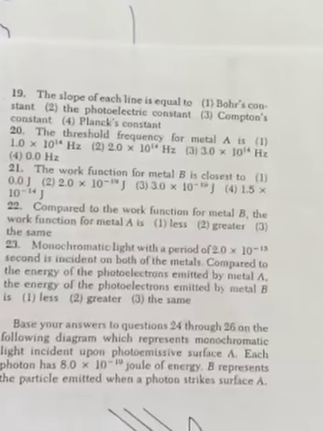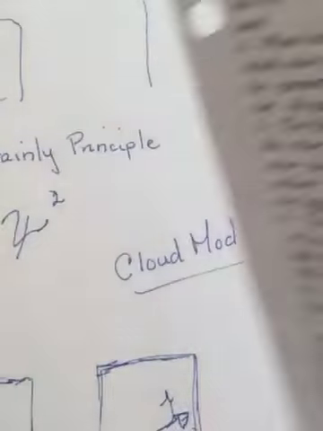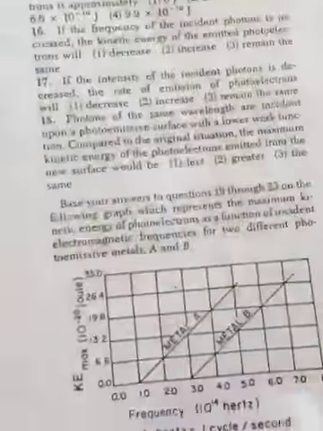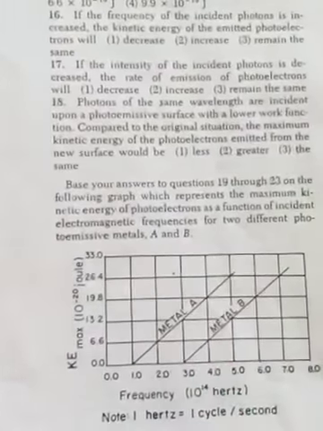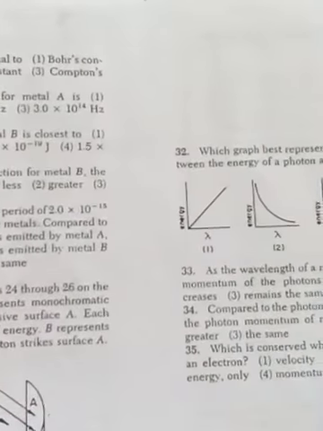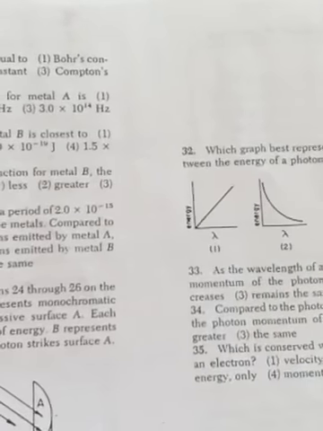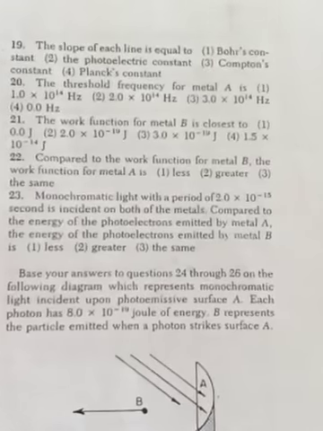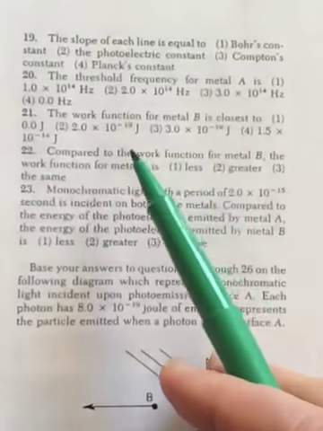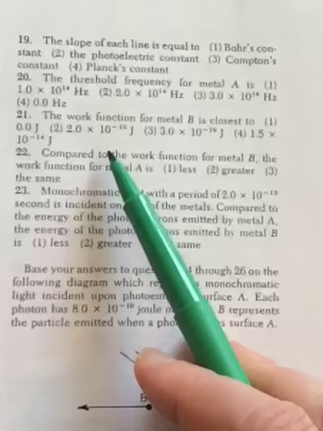The work function for metal B is closest to, so to get the work function, you have to go back here and get the threshold frequency. So for it, it's 3 times 10 to the 14th. And then do W0 equals h f0. So 3 times 10 to the 14th, times 6.626 times 10 to the negative 34. That should give you 2 times 10 to the negative 19. So choice 2.